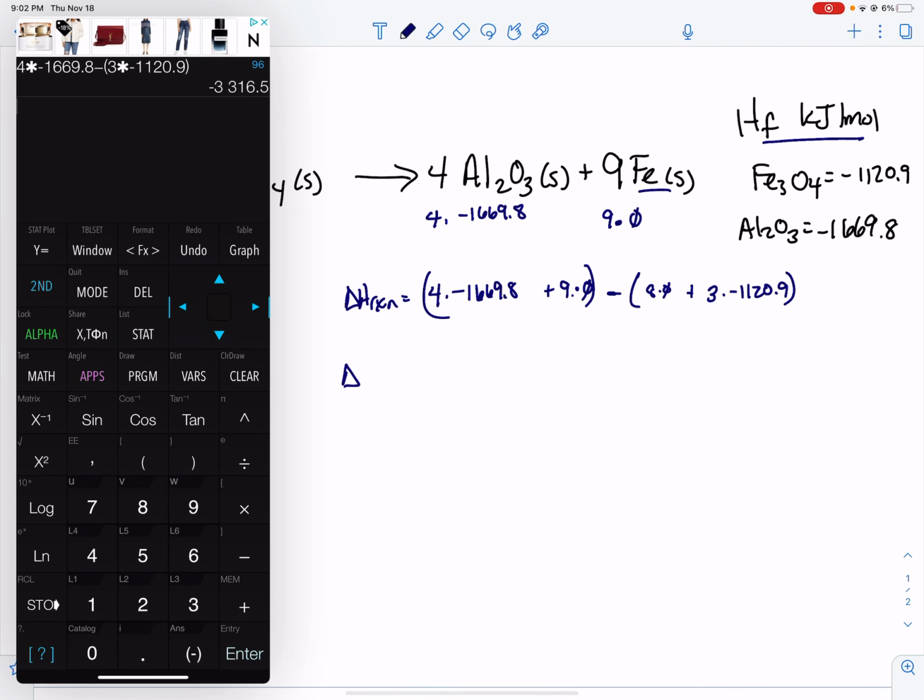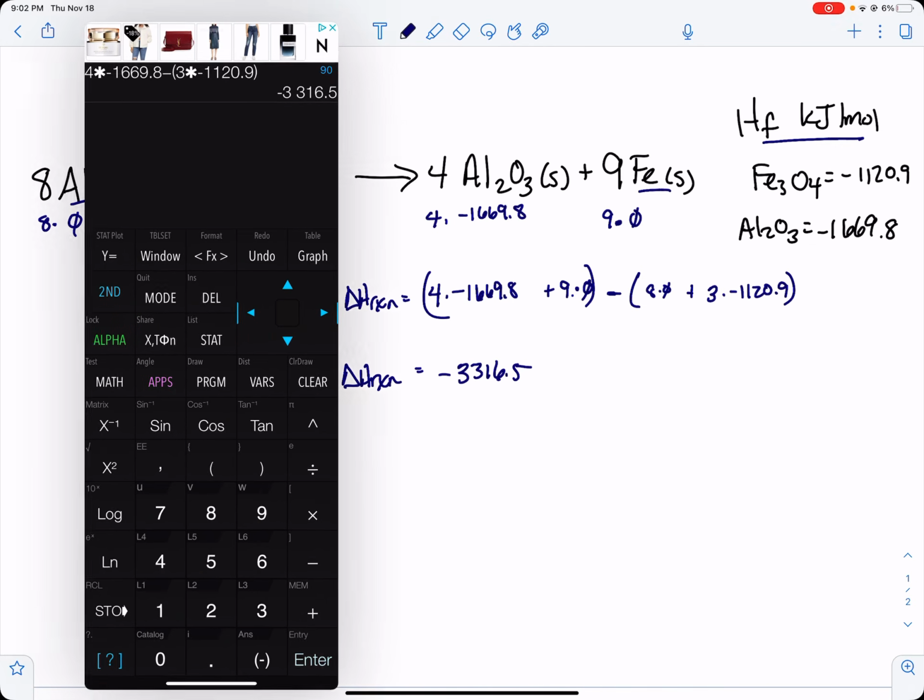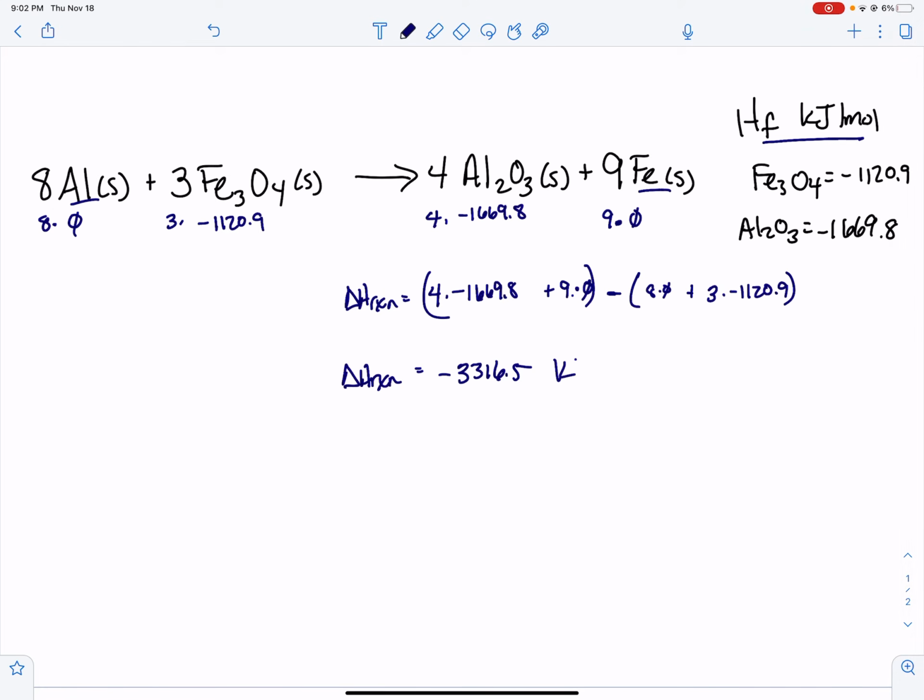And so my H of reaction is negative 3316.5. And notice that this is going to be in kilojoules per mole. And that's how you solve H of reactions. For this one, notice that this is exothermic.